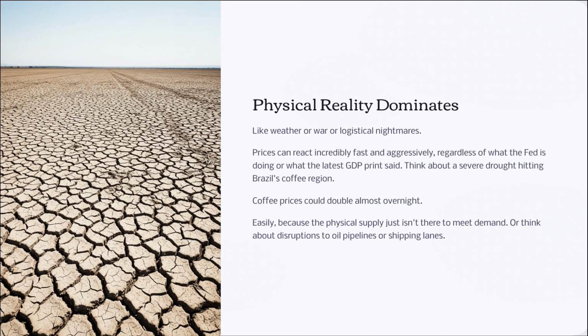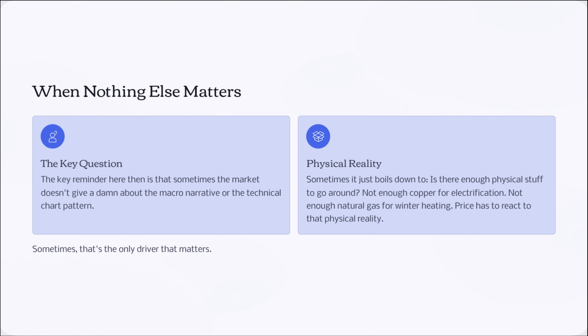Or think about disruptions to oil pipelines or shipping lanes. The key reminder here, then, is that sometimes the market doesn't give a damn about the macro narrative or the technical chart pattern. Sometimes it just boils down to, is there enough physical stuff to go around? Not enough copper for electrification. Not enough natural gas for winter heating. Price has to react to that physical reality. Sometimes that's the only driver that matters.